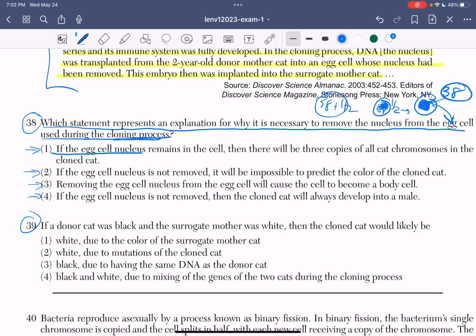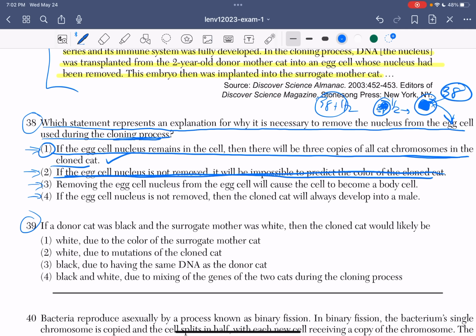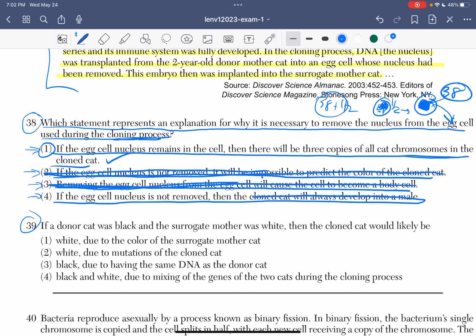If the egg cell nucleus remains in the cell, then there will be 3 copies of all cat chromosomes in... absolutely. That's definitely what's happening here. If the egg cell nucleus is not removed, it will be impossible to predict the color. It's going to have way more problems than predicting colors of cats. Removing the egg cell nucleus from the egg cell will cause the cell to become a body cell. That doesn't make sense. If the egg cell nucleus is not removed, then the cloned cat will always develop into a male. Nope, not it. For 38, the choice is 1.